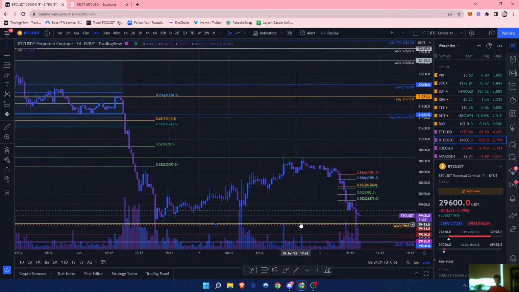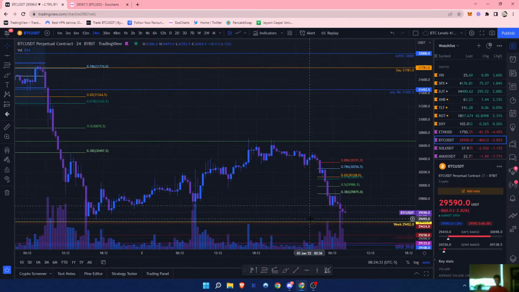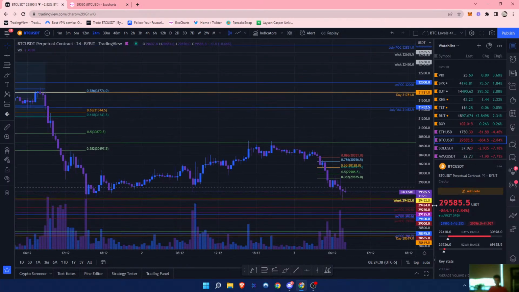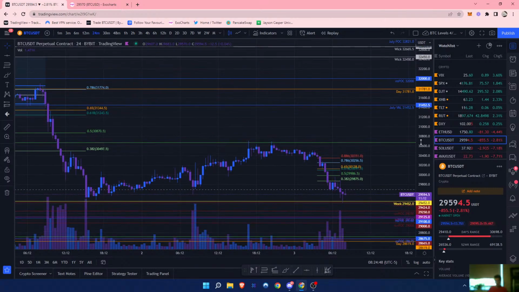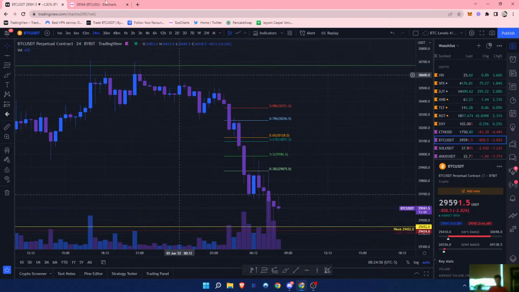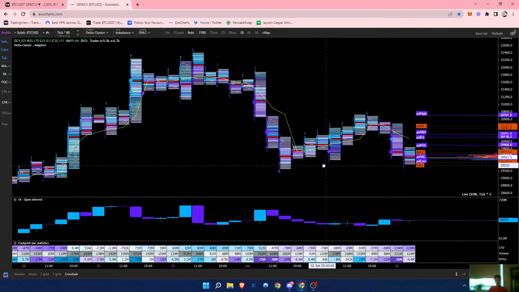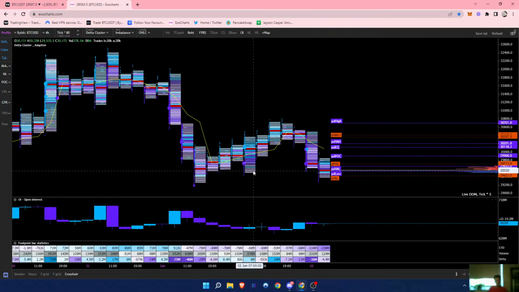Again, this weekly has been a common support level. I believe we're going to go lower. A lot of people are looking at the CME gap fill, which is down here at 28,600. Still quite a move down. However, just looking at the higher time frames, we're losing momentum.